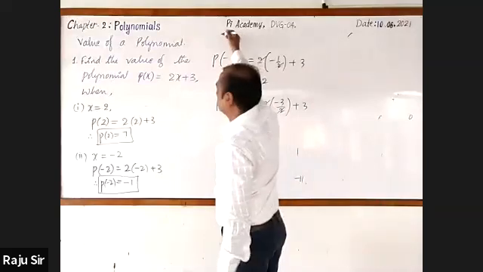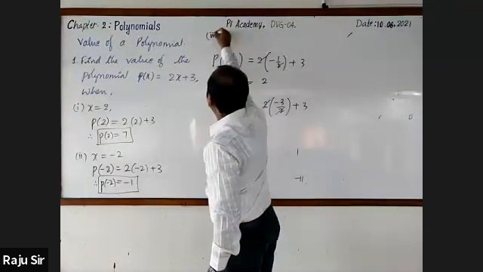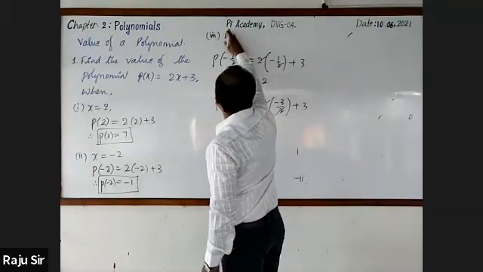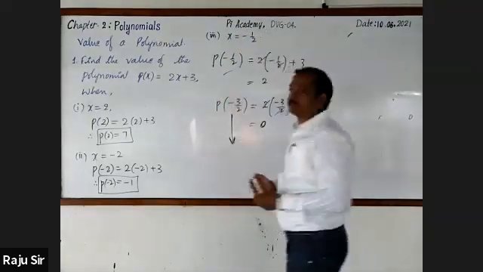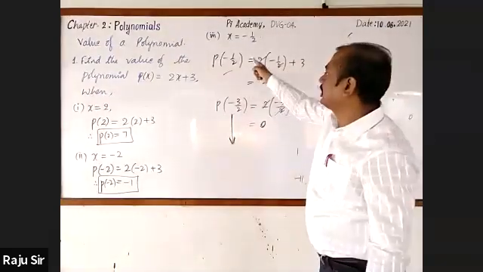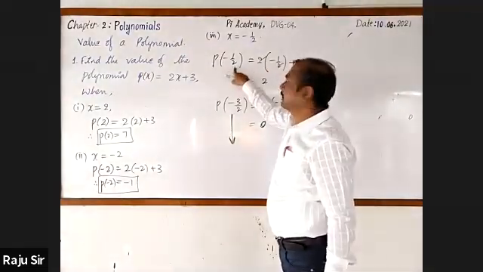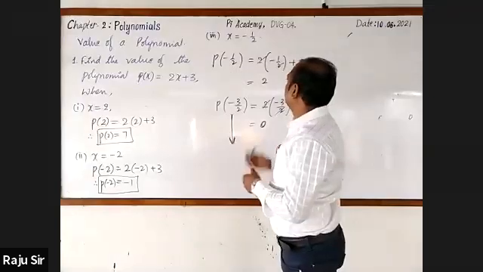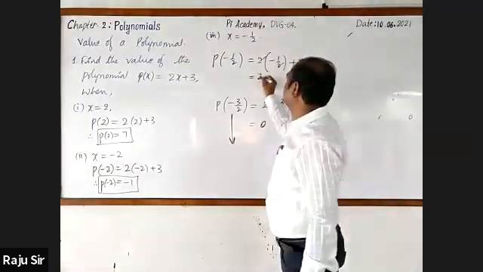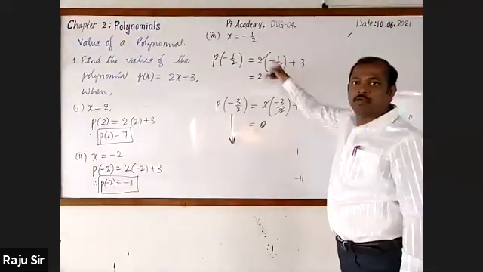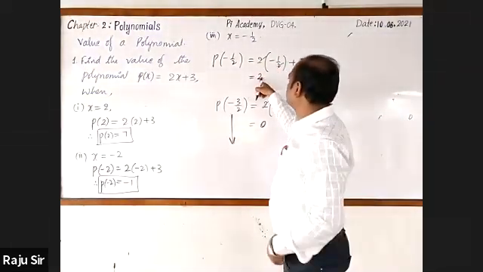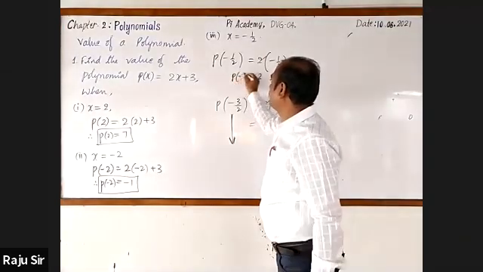Next, third one. When x is minus 1 by 2, copy this. P of minus 1 by 2 is equal to 2 into minus 1 by 2 plus 3. 2 and 2 get cancelled. You get 2. Therefore, P of minus 1 by 2 is 2.